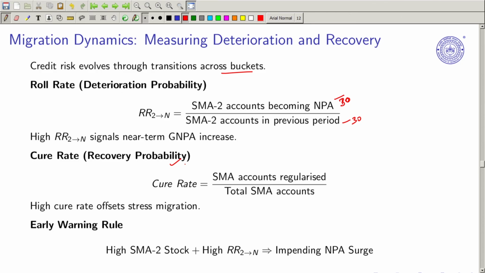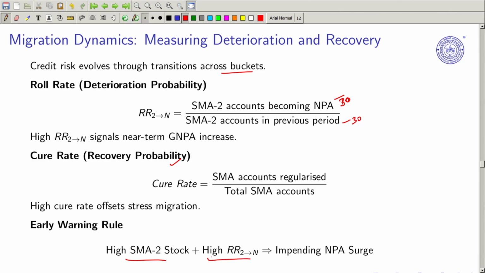So that account is now liquid and is receiving EMI payments on time, as a share of the total SMA accounts, right. So if the SMA accounts are lower, your cure rate is higher, and if you are able to regularize more SMA accounts, it means you are doing better and you will not have that much risk, right. A high cure rate offsets stress migration, and this is what you have. The early warning rule will be what? The early warning rule will be high SMA 2 stock together with high RR2N.